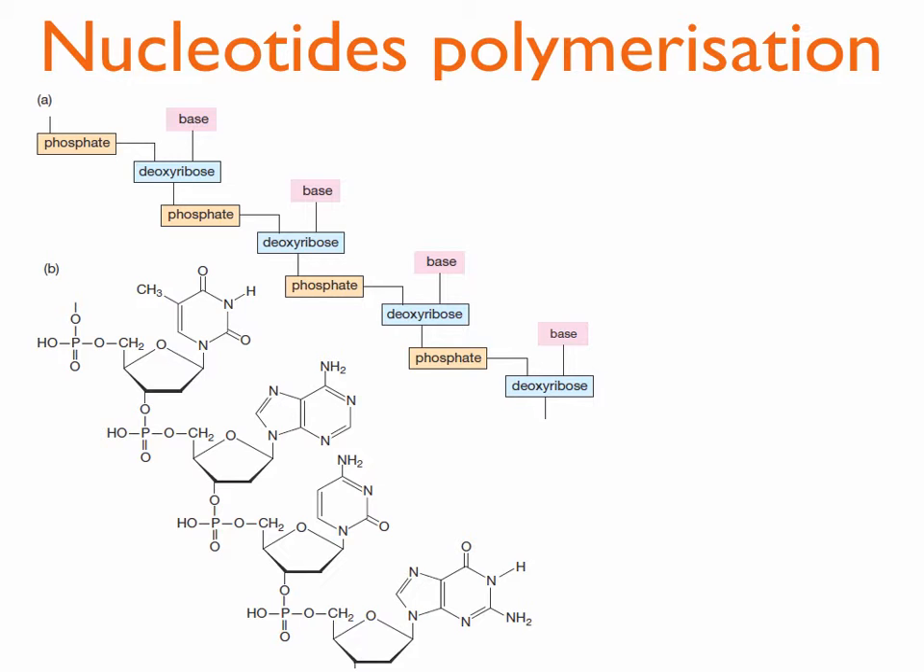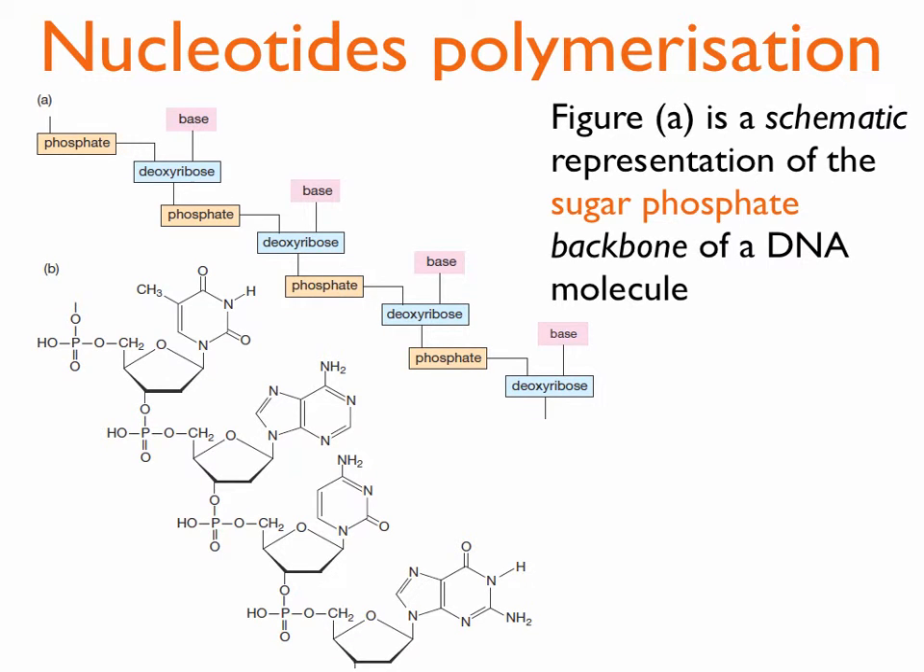Phosphate group joined to the pentose, joined to the phosphate, joined to the pentose, and on it goes. And attached to each of those sugar groups is a different base. We're going to look at the bases more closely in a moment. So figure A is your schematic representation that draws out your sugar phosphate backbone.